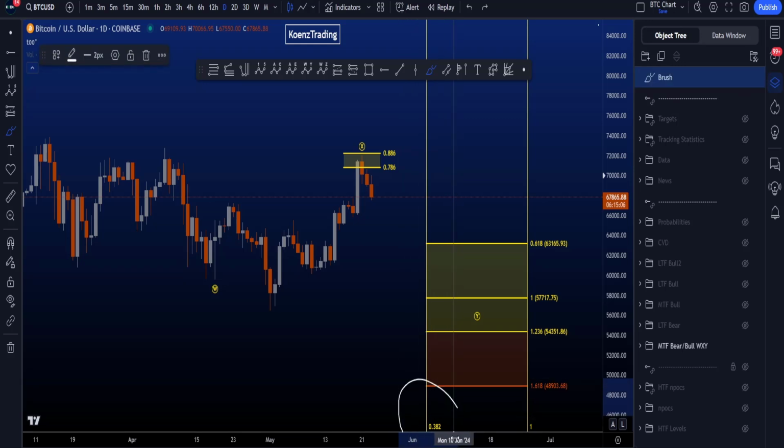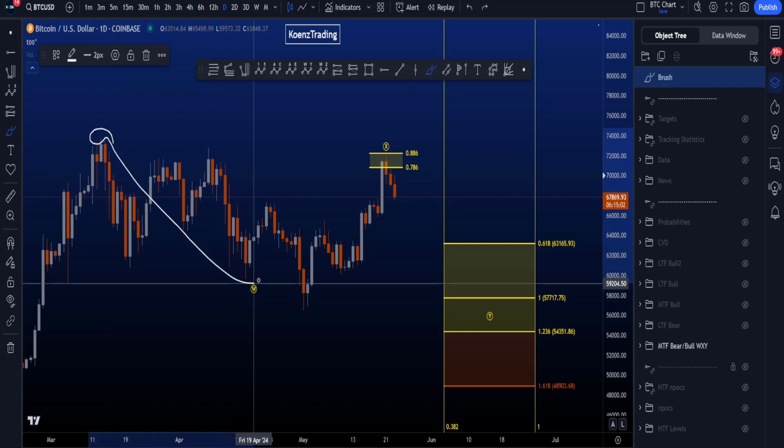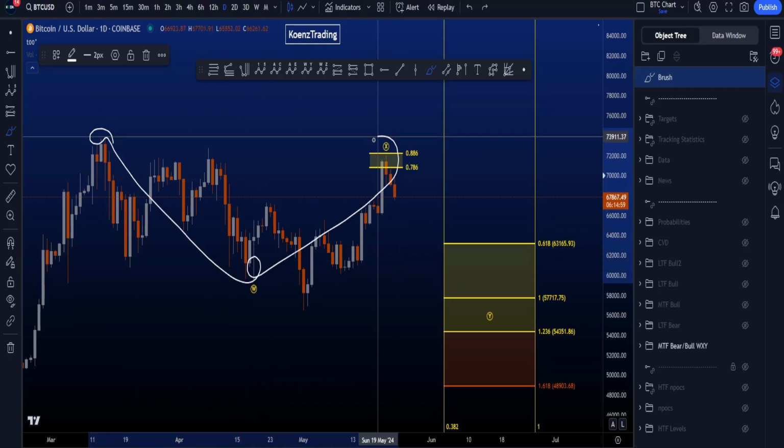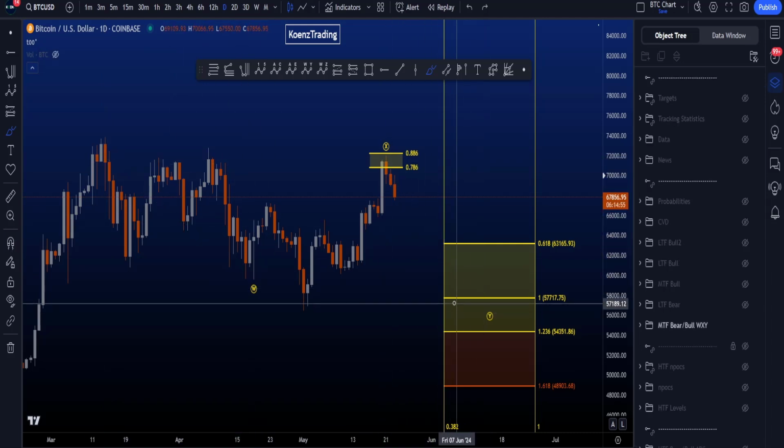Preferably, wave Y is ending after the 0.382, taken from the start to the end of wave W and then put on top of the end of wave X, comparing wave W with wave Y. The 0.382 is sitting on the 4th of June.